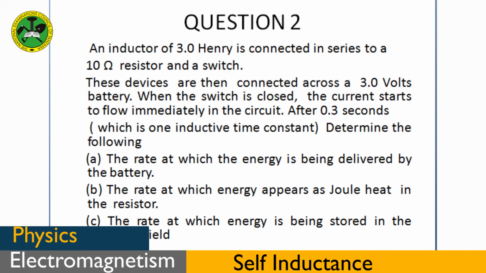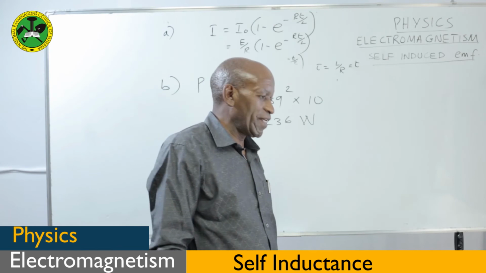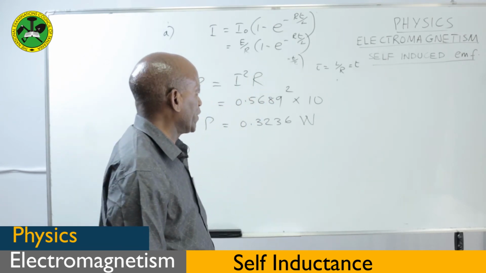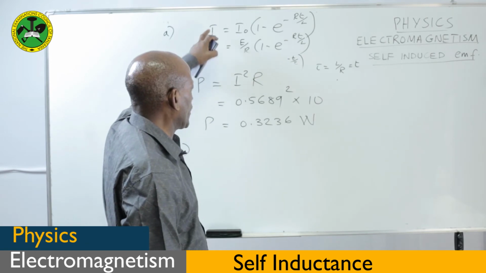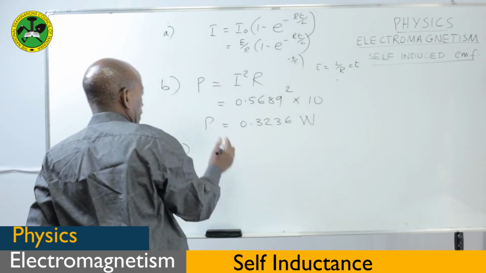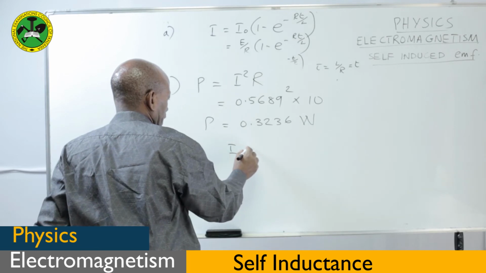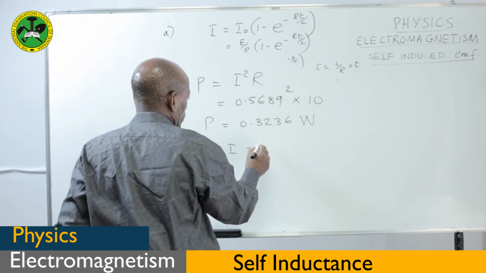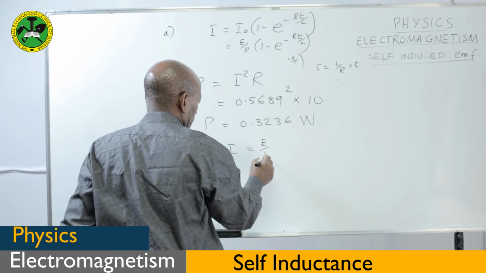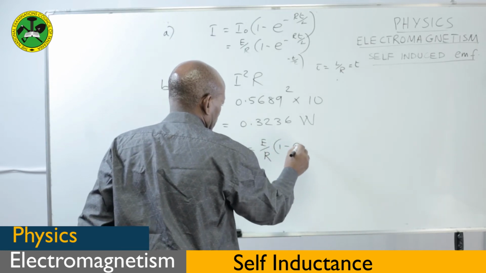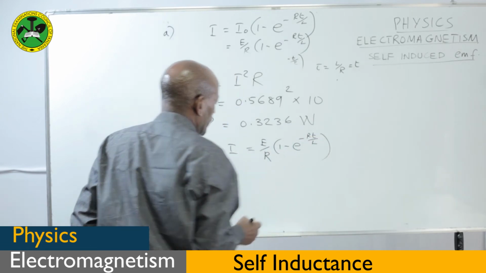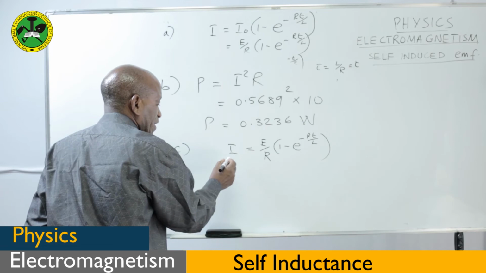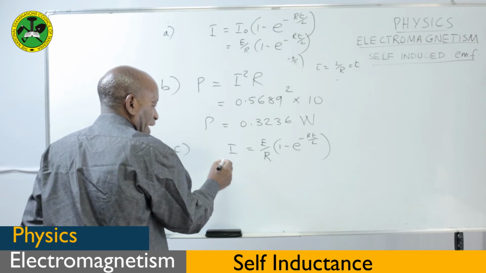Okay, let's go to part C. We need to determine the rate at which the energy is being stored in the magnetic field. This needs us to go back to our basic equation, which is this one there. I can write it again here: I is equal to E over R, times 1 minus e power minus Rt over L. So we need to determine the rate of change of the current.